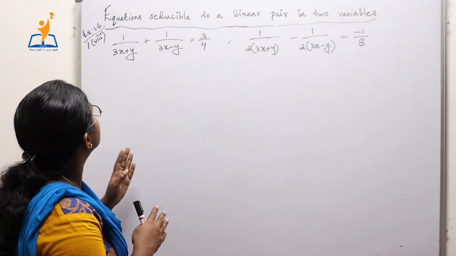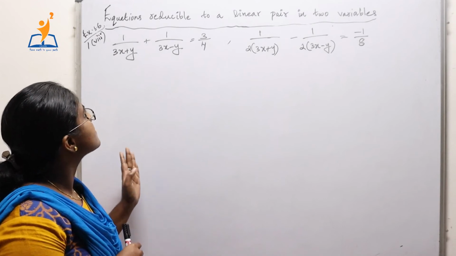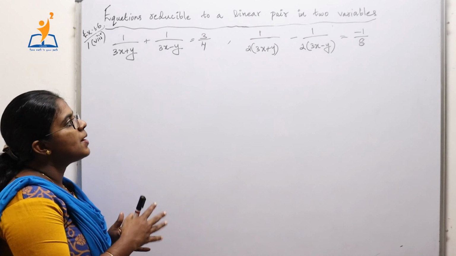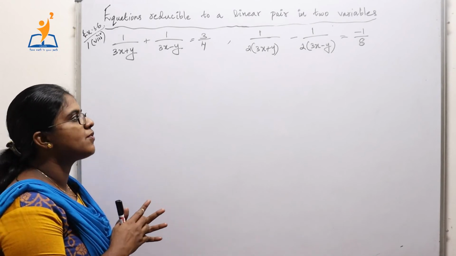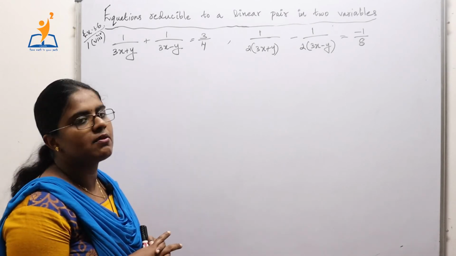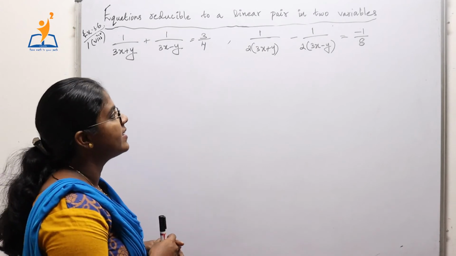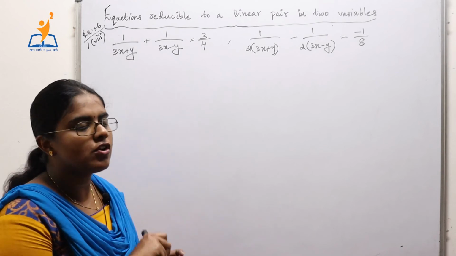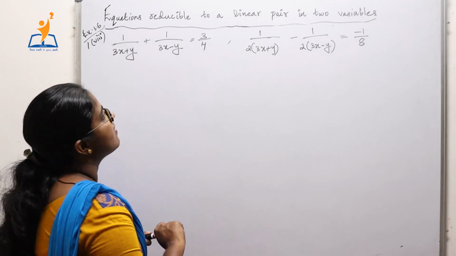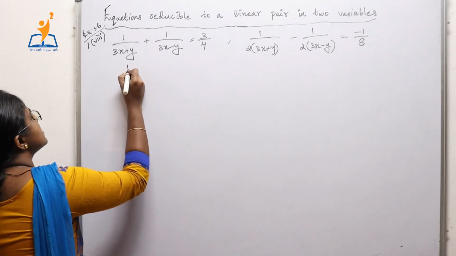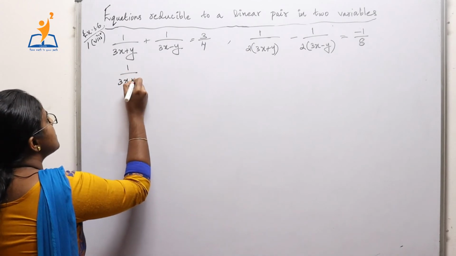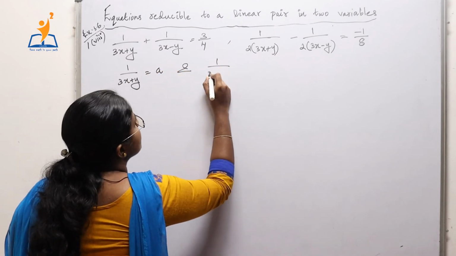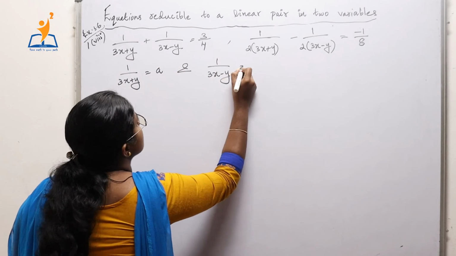Next question is this question, that is 1 by 3x plus y plus 1 by 3x minus y equals to 3 by 4, and 1 by 2 into 3x plus y minus 1 by 2 into 3x minus y equals to minus 1 by 8. This is a pair of non-linear equations in two variables. So in order to make them linear, we are going to give some suitable substitution, that is 1 by 3x plus y is equal to a, and 1 by 3x minus y is equal to b.